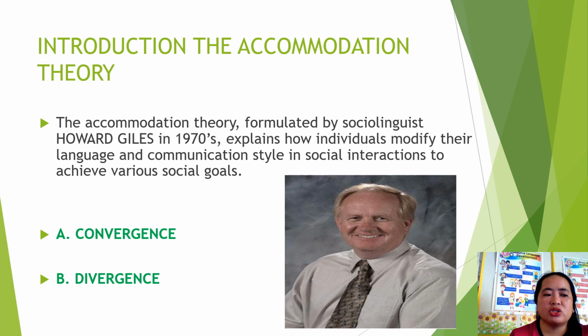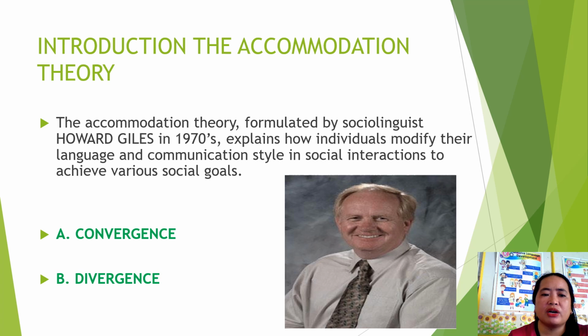The purpose of convergence is to build rapport and create social harmony, to be liked or accepted by others, to facilitate mutual understanding in communication, and also to reduce tension and social distance in interactions. The purpose of divergence is to maintain distinctiveness or emphasize social and cultural identity, express disagreement, independence or resistance, to assert authority or higher status, and also to preserve linguistic or cultural integrity in intercultural communication. So that is the purpose of convergence and divergence.